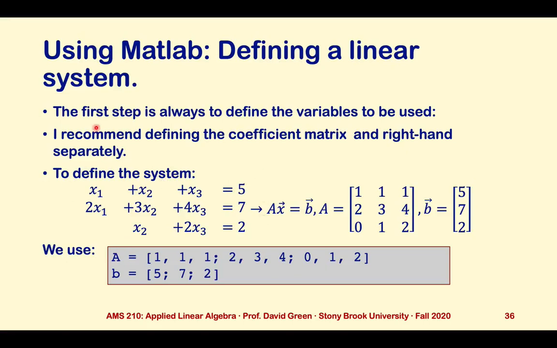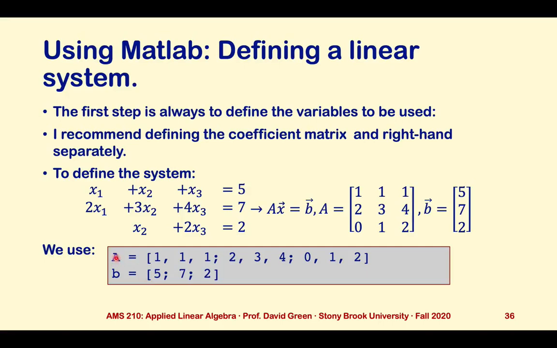For a linear system, we've already discussed how a system of equations can be converted into a matrix form of AX equals B, a coefficient matrix A and a right-hand side vector B. This is the form we are going to use to store a system in Matlab: define a matrix A and a vector B. We can store these with Matlab code as follows.